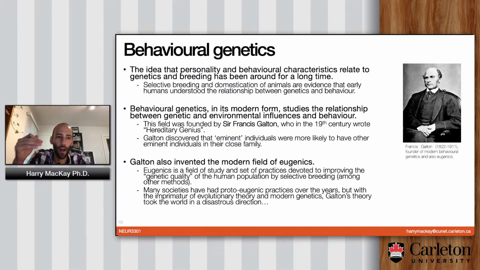People have thought that personality and behavioral characteristics relate to genetics for quite a long time. Basically, as long as selective breeding has been around and done in a rigorous way, people have realized that behavioral and personality traits are heritable. The modern form of it, of course, came around in the 19th century, created by Sir Francis Galton. He was Darwin's brother, and in the 19th century wrote the book Hereditary Genius.